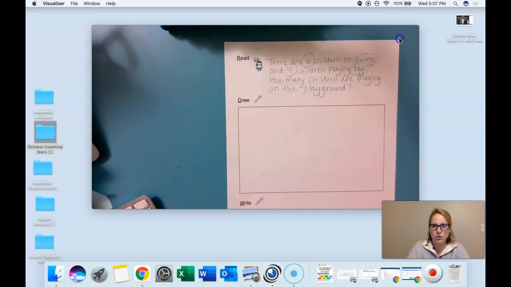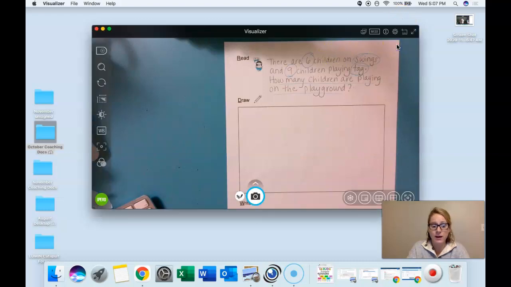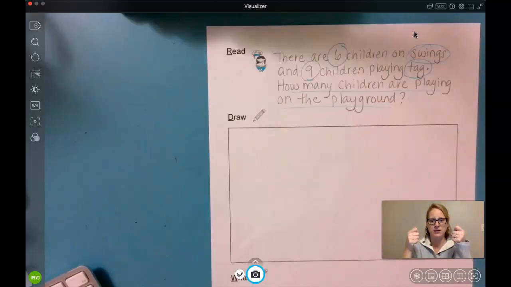Okay, my friends, I saw you working so hard. On the count of three, I want you to hold up your papers close to your camera and nice and still so I can see all your great math thinking today.